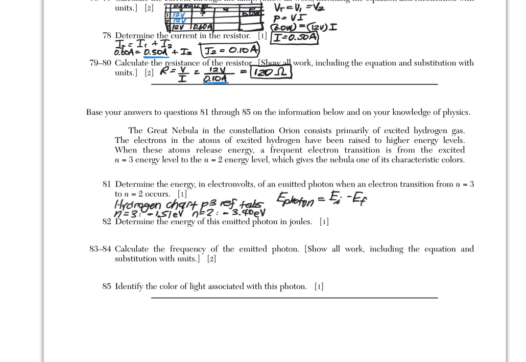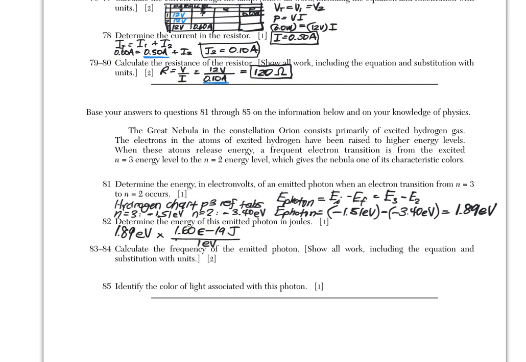Initial is level 3, final is level 2. And so when you work the numbers, paying attention to the negatives, you get positive 1.89 eV. It's an emitted photon as the electron falls down from 3 to 2, so yeah, it would be positive energy. Now, 82, find the energy in joules, so convert to joules.